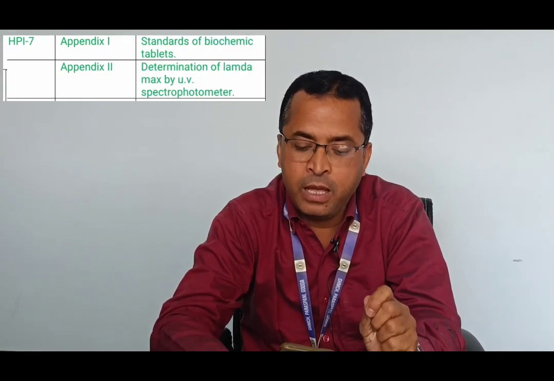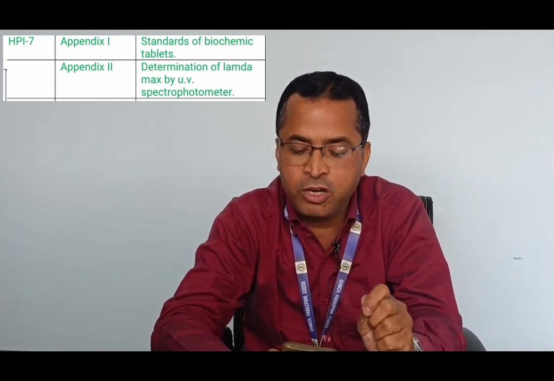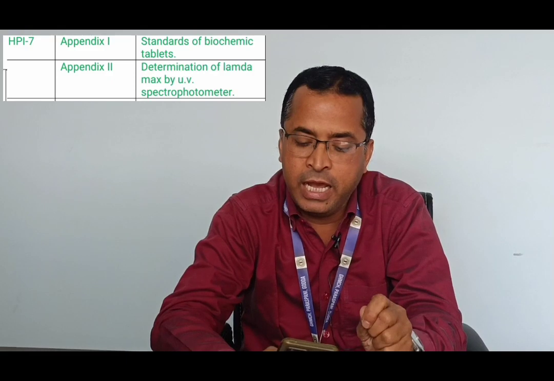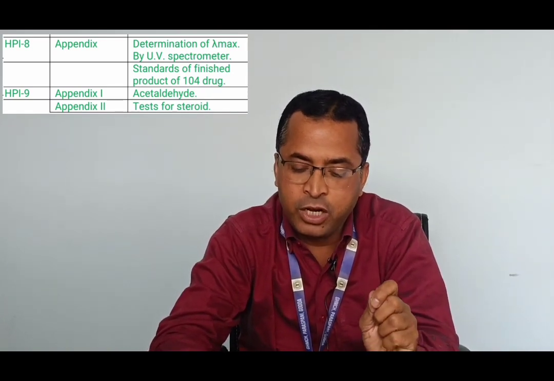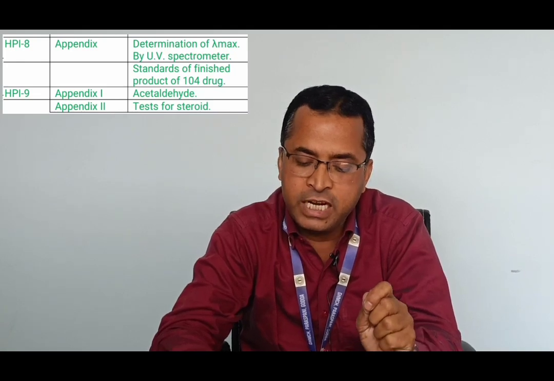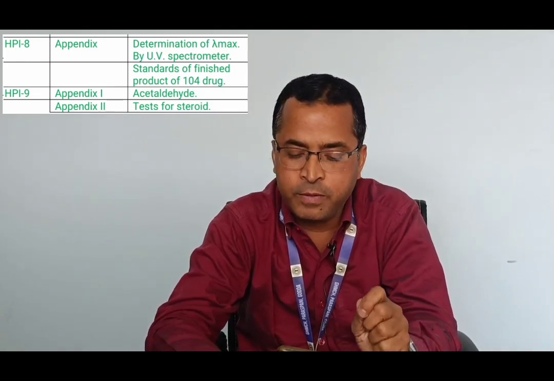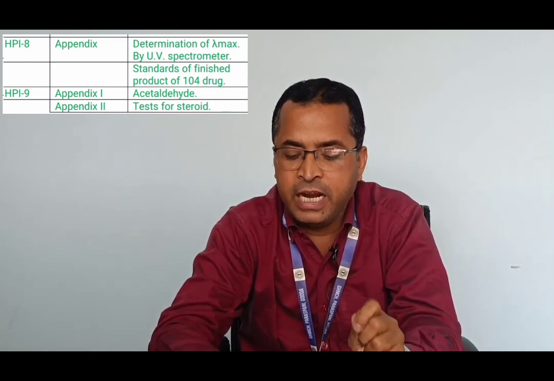In HPI Volume 7, Appendix 1 and 2 are there. In Appendix 1, a standard for biochemic tablets, and Appendix 2, determination of lambda max by ultraviolet spectrophotometer. In HPI Volume 8, Appendix 1 is there, which includes determination of lambda max by ultraviolet spectrometer and a standard of finished product of drugs. And the last, HPI Volume 9, has Appendix 1 and 2, acetaldehyde and test for steroid. These all are the contents of different volumes of the Homoeopathic Pharmacopoeia of India.